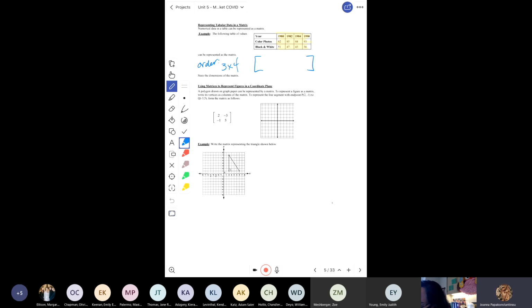So my first column is going to be for the year 1980. This is the year, this is going to be color photos, and these are going to be black and white photos. This is going to be for the year 1980, the year 1982, the year 1984, and the year 1990.